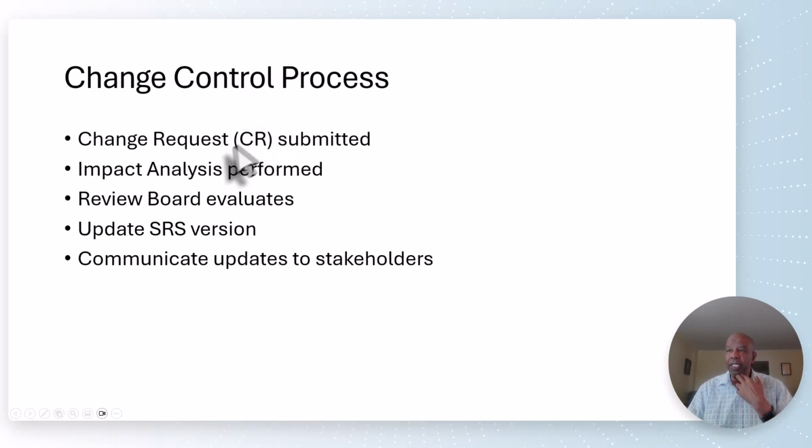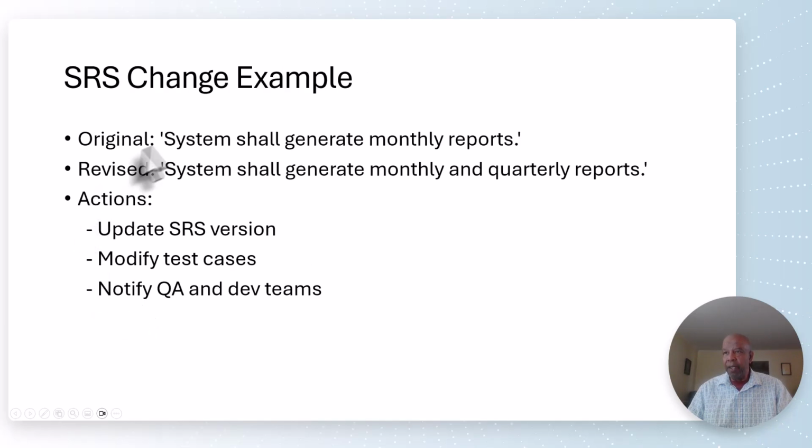Change control process. This is one of the pieces of SRS, okay, to make sure that whenever we change something in that document, we create a new version. That's just part of change control. Change request submitted, impact analysis performed on what that change is going to do. Reviewed by a change control board of the project, which determines whether changes are allowed or not allowed, then update the SRS version and communicate updates to the stakeholders. Okay, this is just an example of an SRS change.